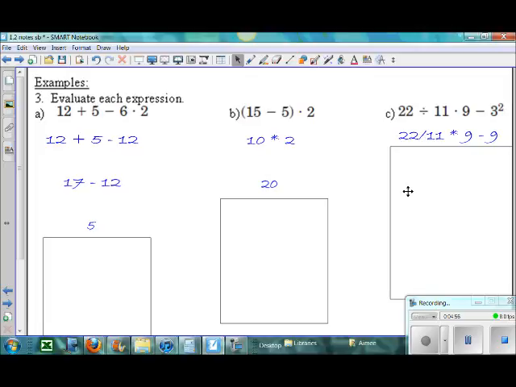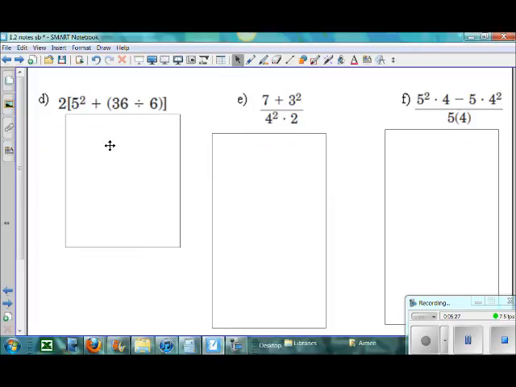Then we eliminated grouping symbols and exponents, so the next thing we look for is multiplication and division, and we need to do that again from left to right. So we need to first take our 22 divided by 11, and now we have 2 times 9 minus 9. We now need to do the multiplication first. So 2 times 9 is 18. So we have 18 minus 9, and our last step then is 9.